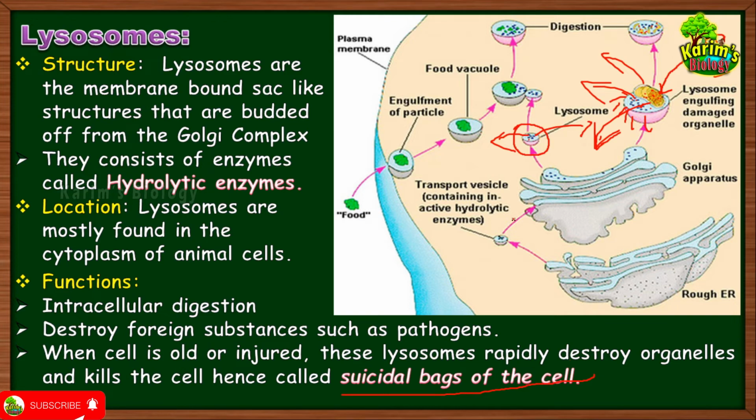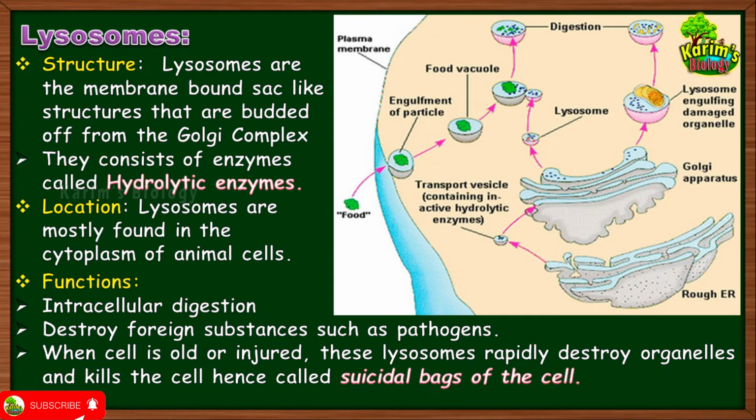So this is called cell death, when the cell destroys itself by bursting the lysosome and releasing the contents of the lysosome into the cytoplasm. Then that is called cell death, and for this cell death, lysosomes play an important role. That's why they are called suicidal bags of the cell. Usually, the lysosomes contain digestive enzymes.